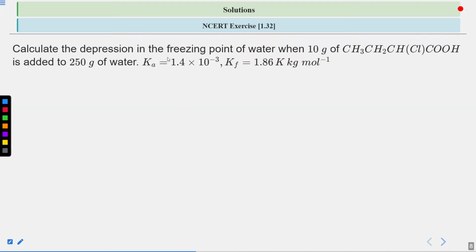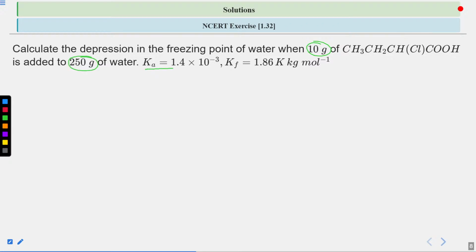Next question is, we have to calculate the depression in freezing point if 10 gram of this given compound is dissolved in 250 gram of water. So it is 1, 2, 3. If you just try to name it, it's 1, 2, 3, 4 butanoic acid. It is 2 chlorobutanoic acid, right? So if you are adding say 10 gram of this compound into 250 gram of water, then we have to calculate the depression in freezing point.